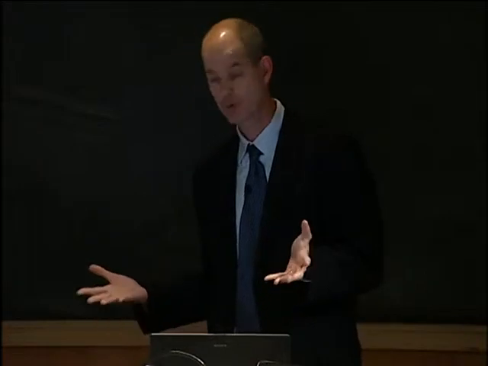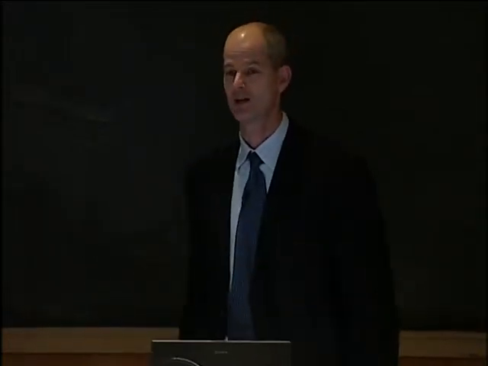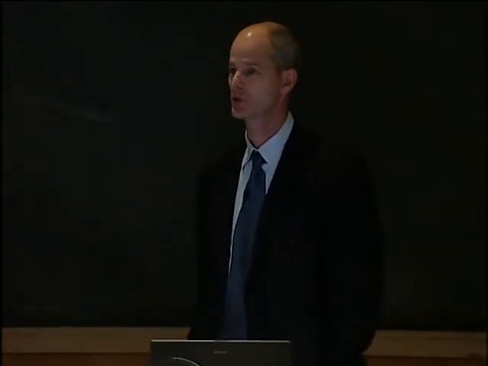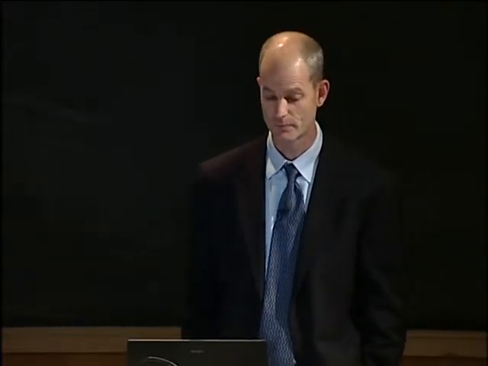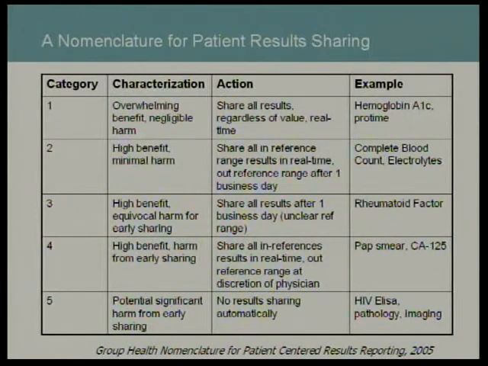So how do you share medical test results? Well, you need some kind of nomenclature to figure out how to do this in patients' best interests. So Group Health came up with this nomenclature in 2005, which they submitted to HL7, the standards organization, as one that other providers could adopt. And it places all medical test results into 5 categories based on their balance between overwhelming benefit and negligible harm for sharing.